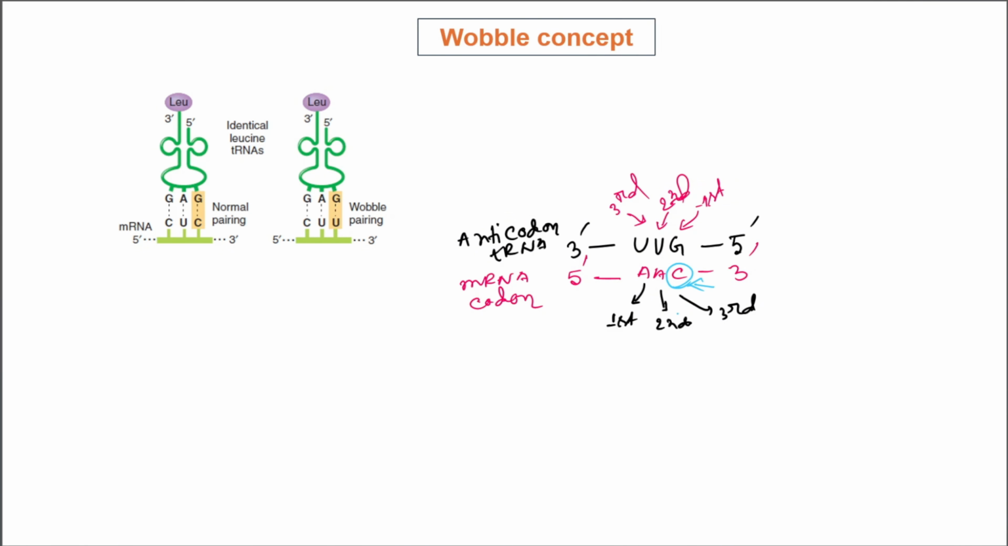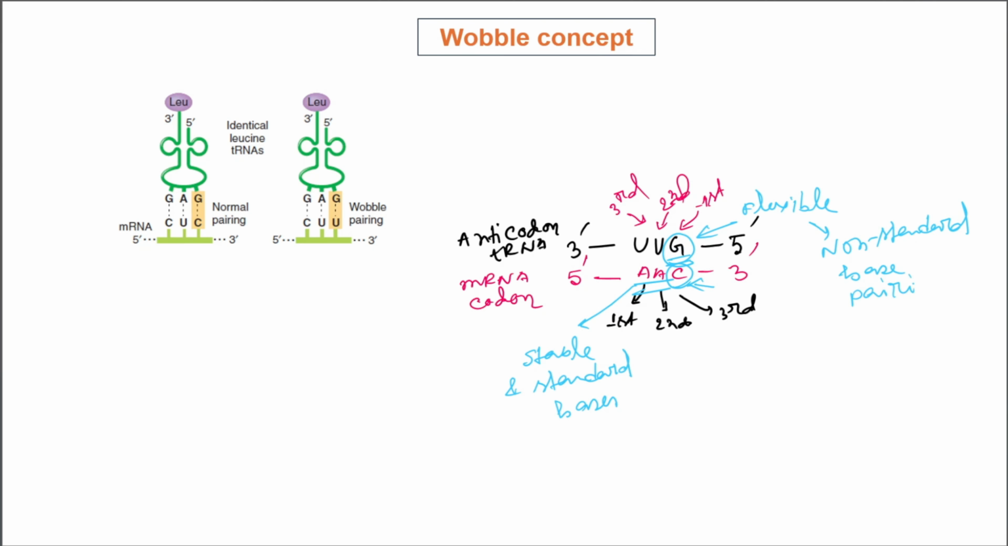This base can sometimes pair with more than one nucleotide on the anticodon, and the first two bases of the codon always follow strict Watson-Crick base pairing. They are stable and called standard bases, and the ribosome holds the first two bases tightly, but the third base of the codon and the first base of the anticodon, this is the first base of the anticodon, are more flexible. This base can form non-standard base pairing, allowing one tRNA to recognize more than one codon, because this position can wobble. Francis Crick called it the wobble base, and the idea is known as the Wobble Hypothesis.